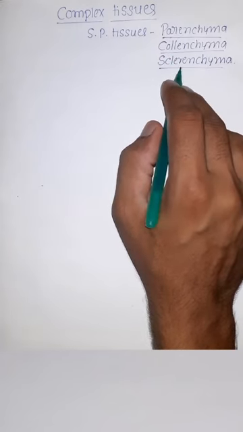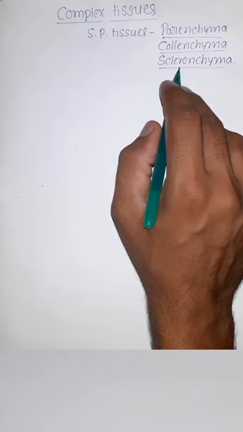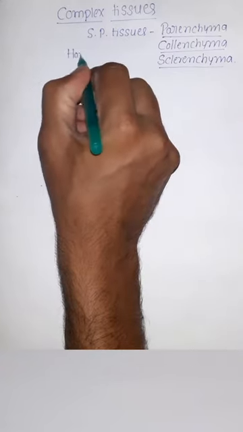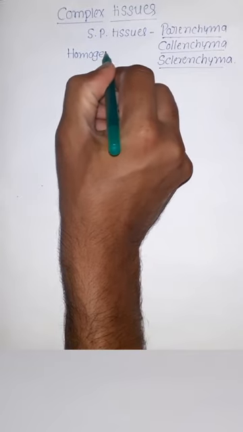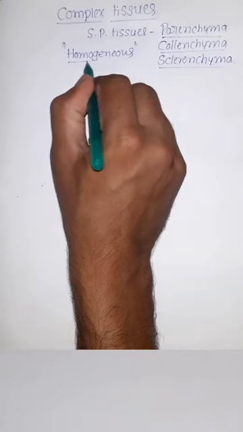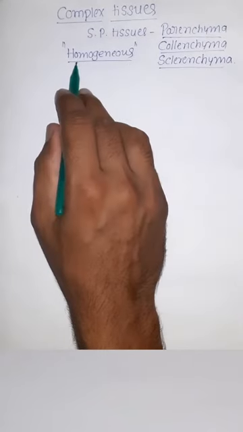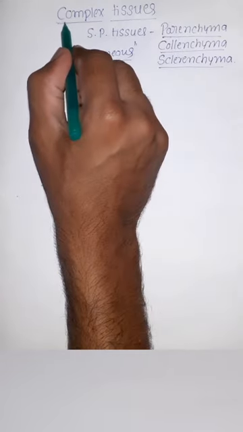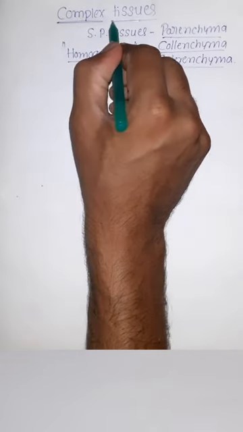Means they are made up of only one type of cells. Means they are homogeneous. Homogeneous means the tissue consists of only one type of cells. But here we are discussing complex tissues.